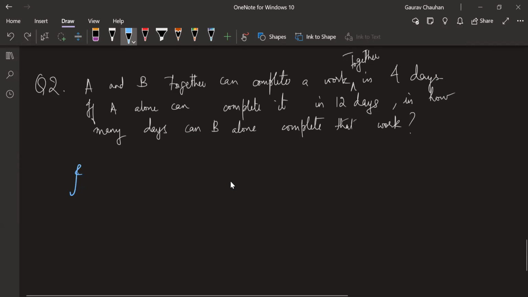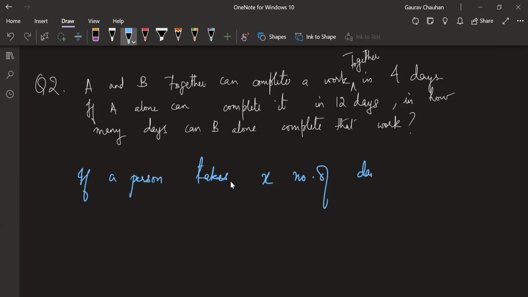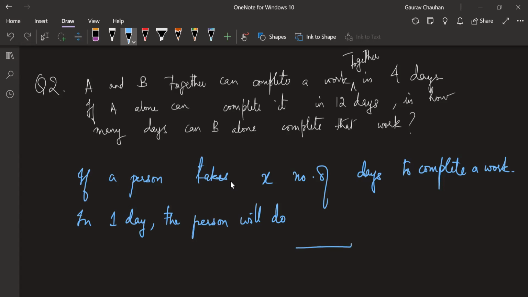If a person takes X number of days to complete a work, in 1 day, the person will do dash fraction of the work. Can someone complete this dash here, please? X number of days, hours, whatever the unit is, okay? In 1 day, if X number of days the person is taking to complete a work, the person will do dash fraction of the work in 1 day.